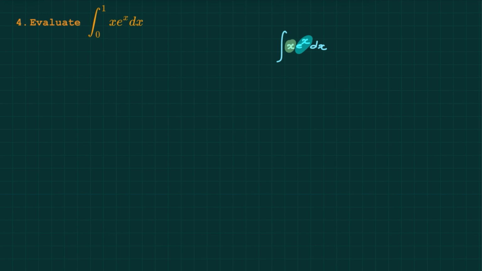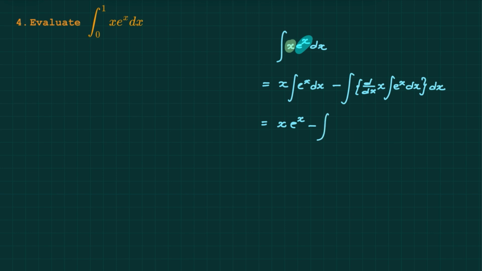So evaluating using integration by parts equals first into integration of second, minus integration of d/dx of first into integration of second, dx. It equals x times the integration of e to the power x, which is e to the power x, minus integration of d/dx of x, which is 1, and integration of e to the power x is e to the power x only, dx. It equals x e to the power x minus e to the power x.